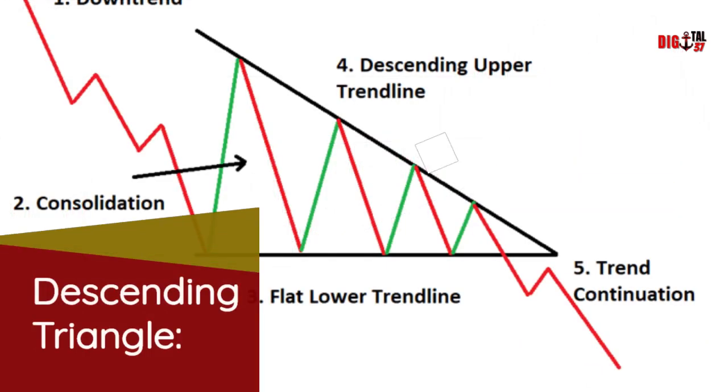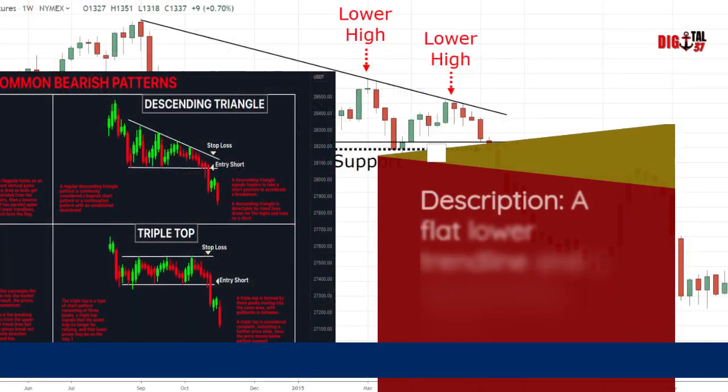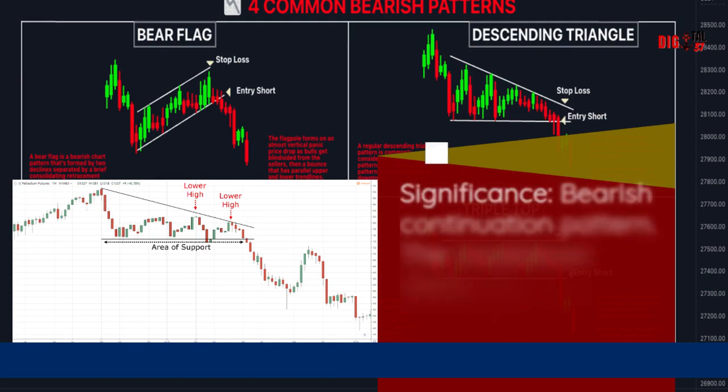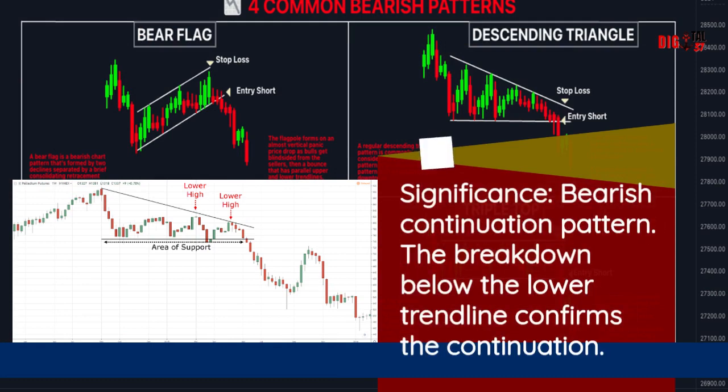Descending triangle. Description: a flat lower trend line and a descending upper trend line. Significance: bearish continuation pattern. The breakdown below the lower trend line confirms the continuation.